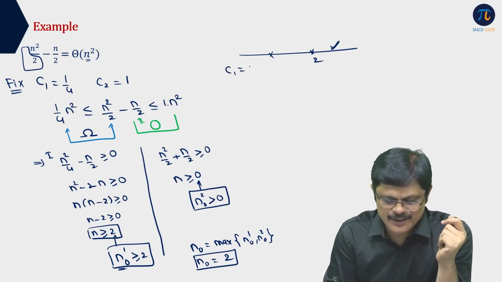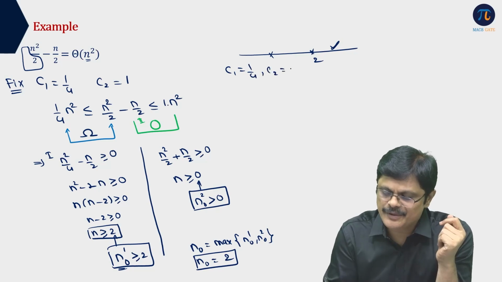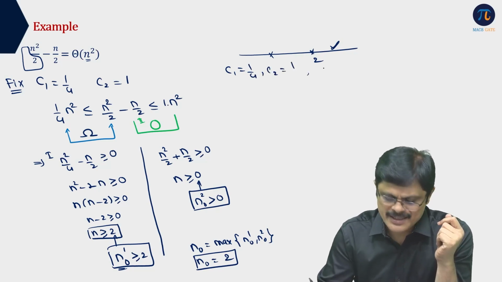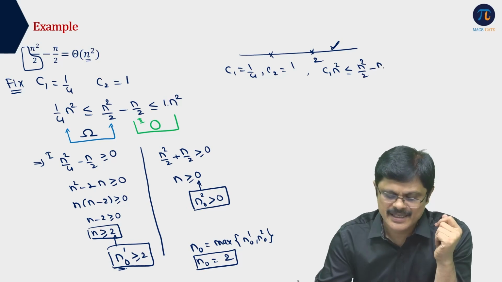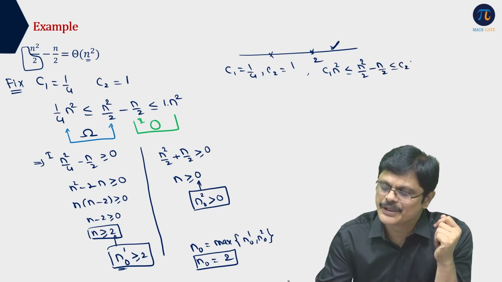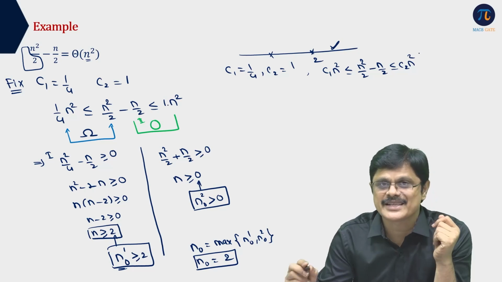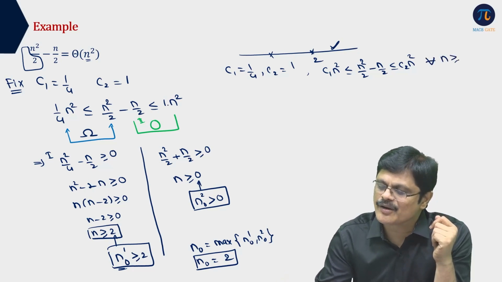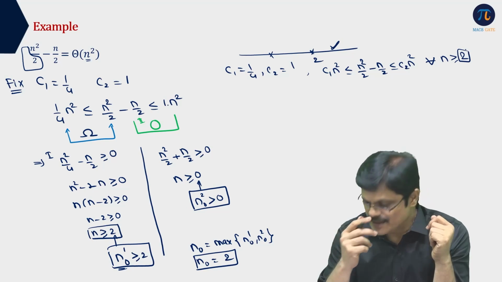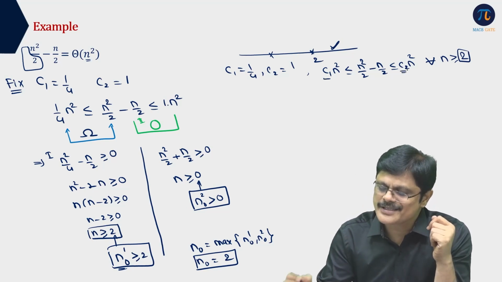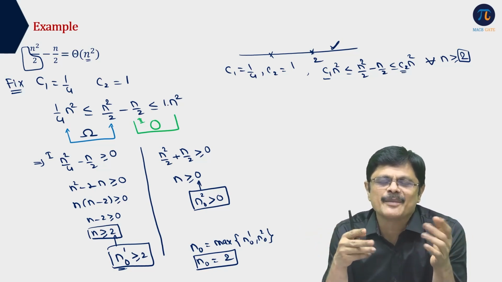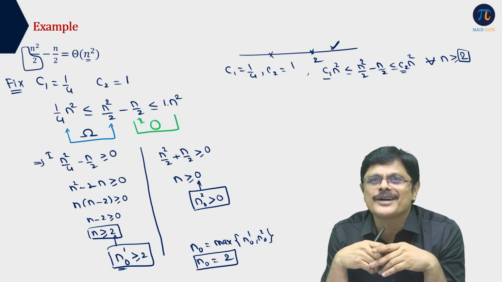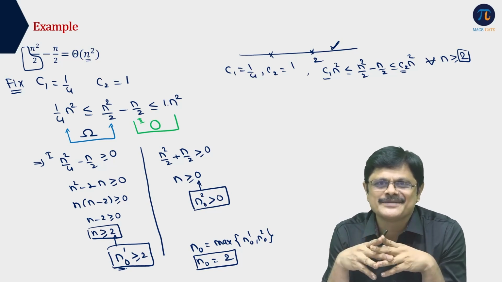That is what we proved, for C1 equal to 1 by 4 and C2 equal to 1. The condition C1 times n square less than or equal to this function n square by 2 minus n by 2, less than or equal to C2 times n square, is satisfied for all n greater than or equal to 2, your n naught. C1 is 1 by 4, C2 is 1. Generally, how they can ask this question in the examination: they can give you C1 and C2 and ask you for the value of n naught. You can easily find it.